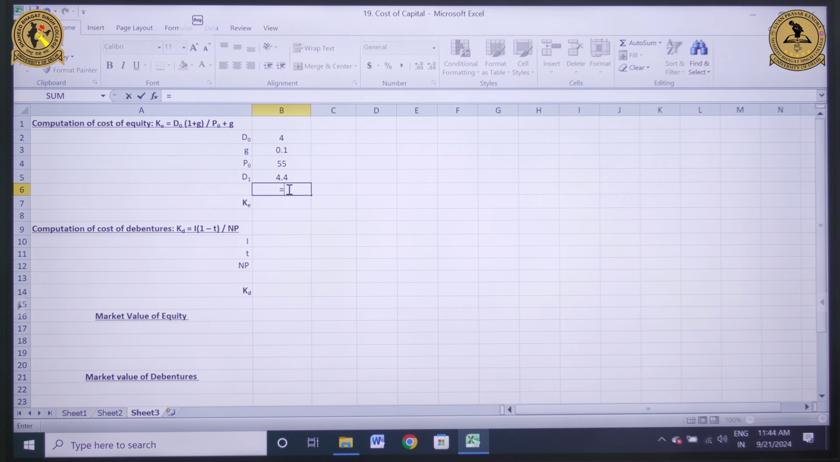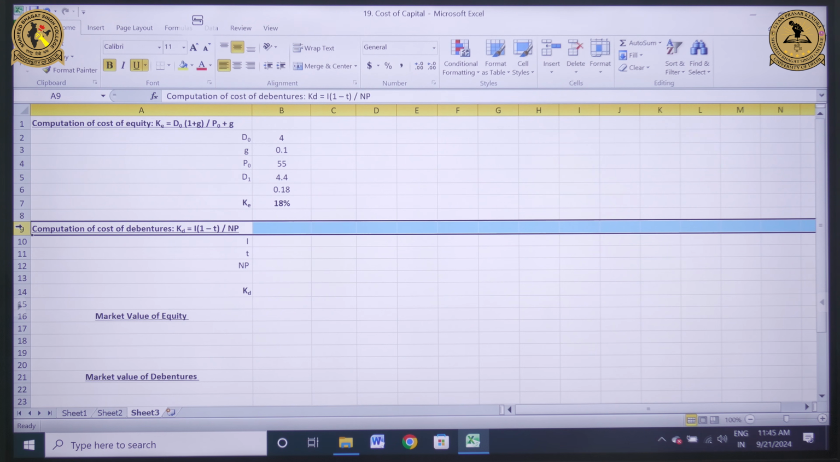Now based upon this information, my cost of equity will be equal to D1, represented by B5, divided by P0, that is rupees 55, plus growth rate represented by B3, and press enter. So my cost of equity will be 18% in this case. Now the next is the computation of cost of debenture.